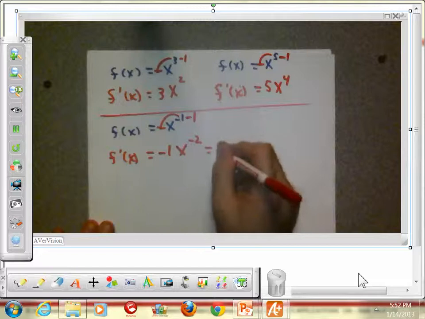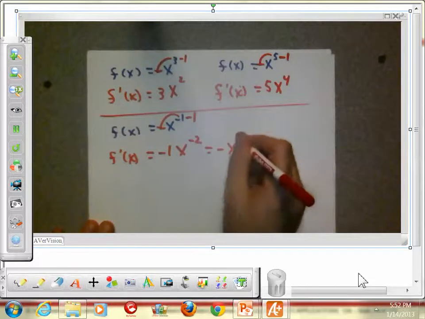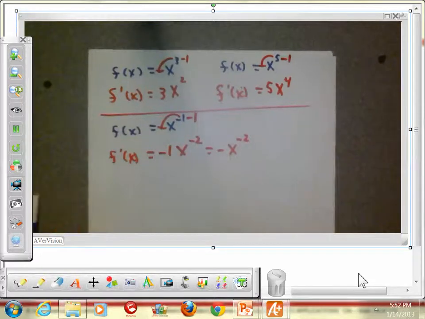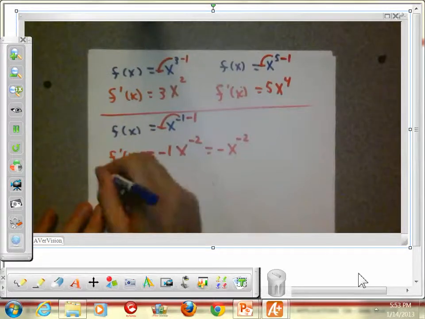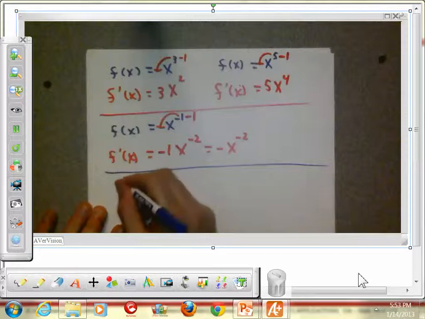So, which is just equal to negative x to the negative 2, and so forth. And we can use this to take derivatives of square roots too, which we're going to do in the next slide. For instance, because, say, the square root of x is the same as x to the 1/2, right? And we're going to do an example like this in a second, but let me just do one here.